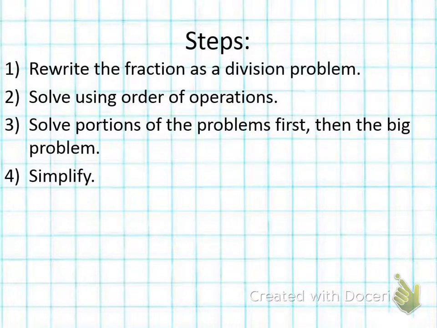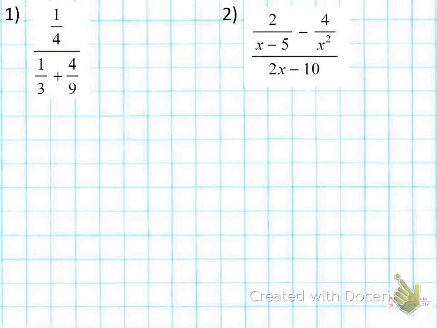Alright. These are the steps. They're up there. Here we go, number 1. These are called complex fractions. They look really complex, but they're not. It's just that in math, when we have larger problems, we start trying to make them compact so they don't take as much room. So this is a complex fraction.